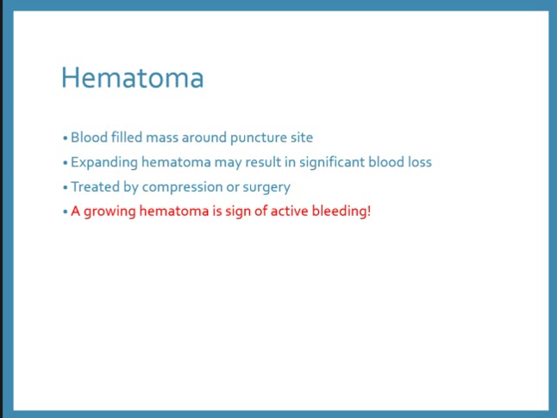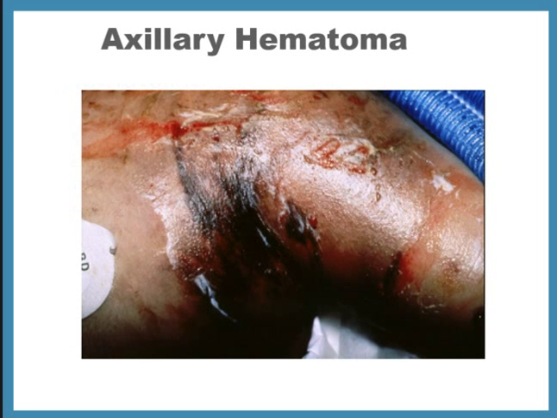Hematomas: it's a blood-filled mass around the puncture site. If the patient has an expanding hematoma, then it can result in a significant blood loss. It can be treated either by compression or they may have to have surgery. And it's important to note that a sign of a growing hematoma is a sign of active bleeding, and it needs to be monitored fairly closely. This is what an axillary hematoma looks like. Not very pretty.